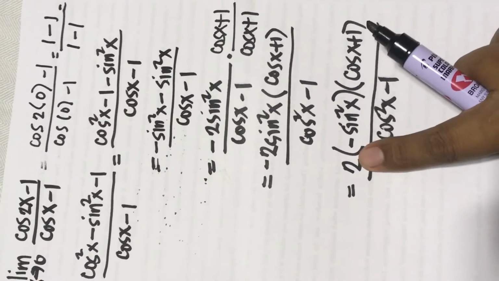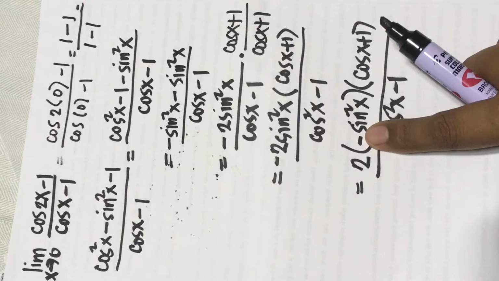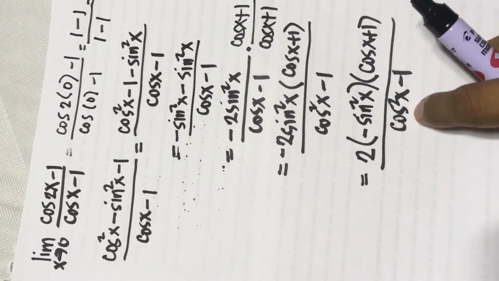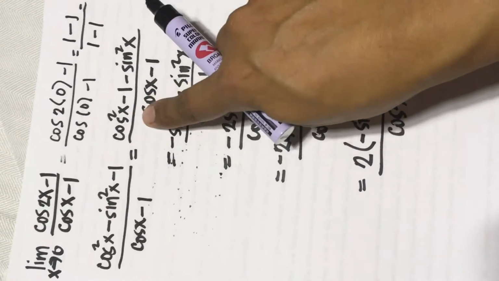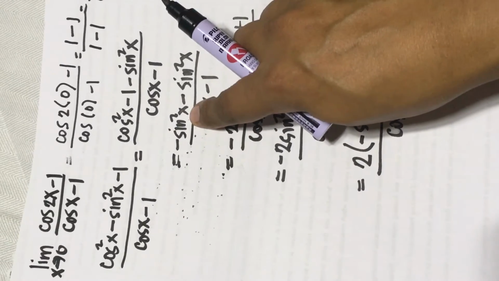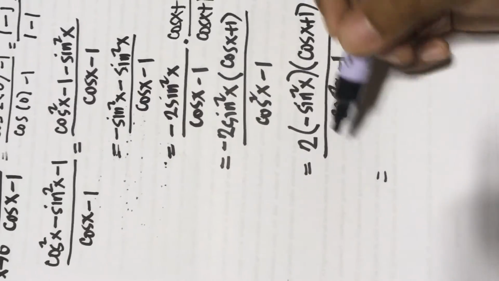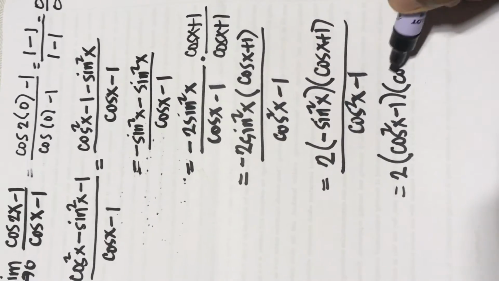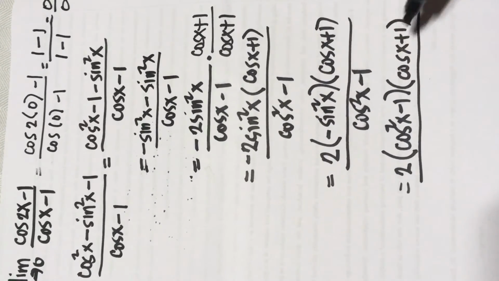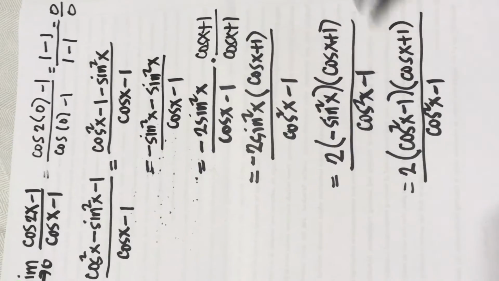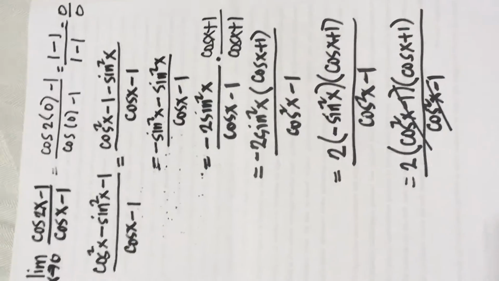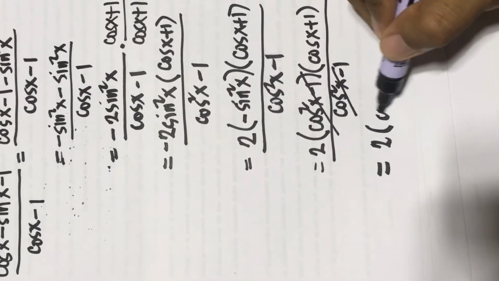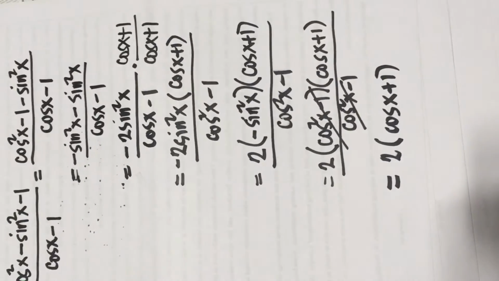Why I have to factor out negative 2 or positive 2 and then factor out negative sine squared? Because I know that cosine squared minus 1 is negative sine squared x. Okay, so the same thing is that you have 2 times cosine squared x minus 1 times cosine x plus 1 all over cosine squared x minus 1, so that I can cancel out this one. So what I have here is 2 times cosine x plus 1.